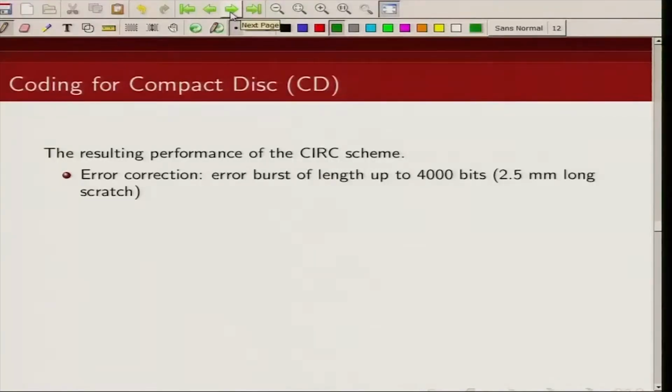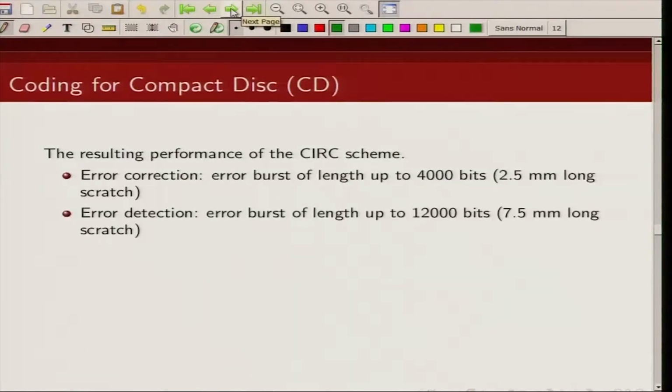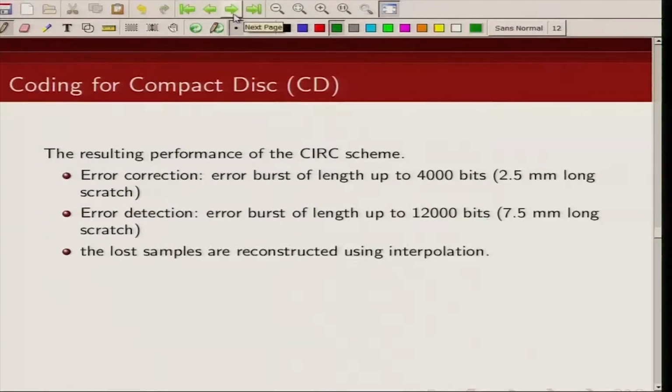So a CD can correct error bursts of up to 4000 bits. Try putting a scratch of 2.5 mm, your CD will still work. I can guarantee that. It can detect errors of up to 12,000 bits, so errors from up to a 7.5 mm long scratch. And of course, if the error burst exceeds the capability of erasure correction, then it tries to do interpolation to get back those bits.